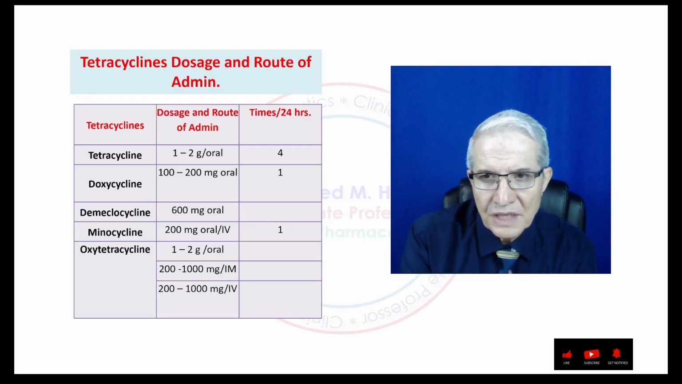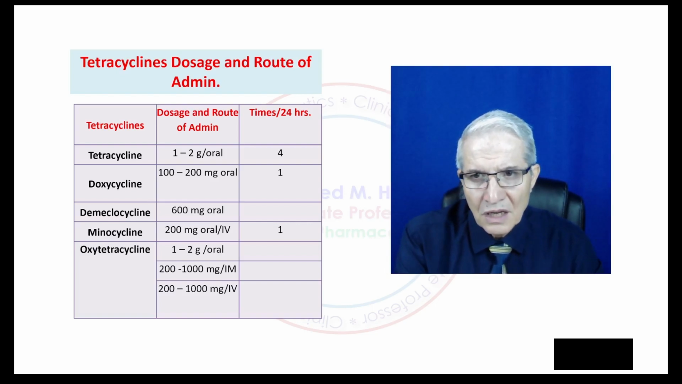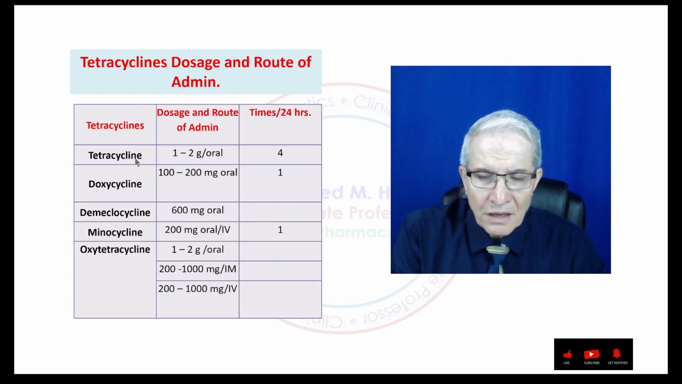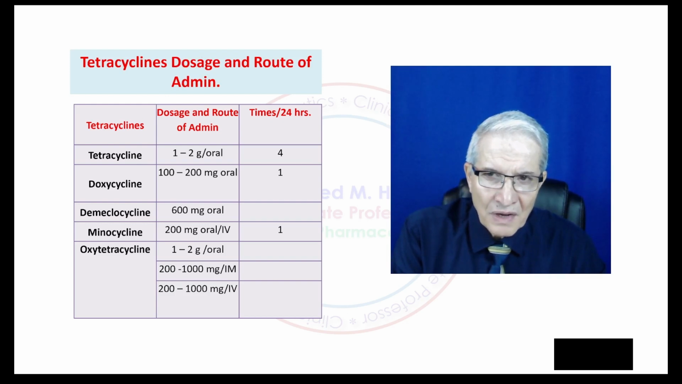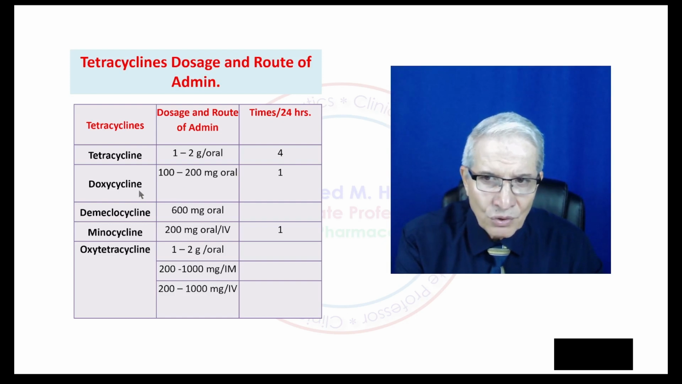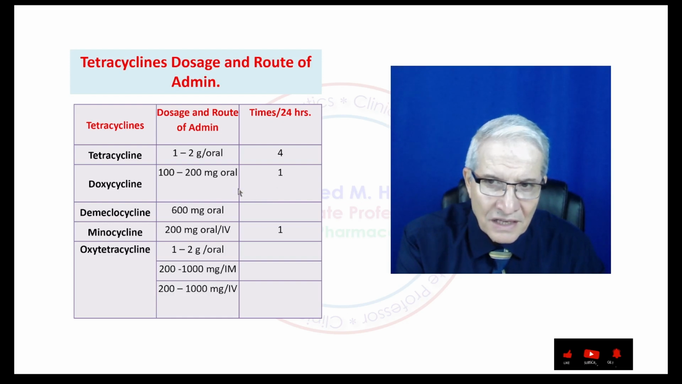Okay, this slide demonstrates the dosage and route of administration of tetracycline. As you can see here, tetracycline is available as capsules. We can prescribe 1 to 2 grams orally. In this case, we have 500 milligrams prescribed 2 to 4 times per day. So you can see here 4 times: tetracycline has a short half-life, so we need to prescribe it 4 times per day. Followed by doxycycline monotherapy, it's a long-acting medication. We prescribe it once daily, available in 100 milligram and 200 milligram. This medication is prescribed orally. Also, as you can remember, doxycycline is available as an injectable medication.